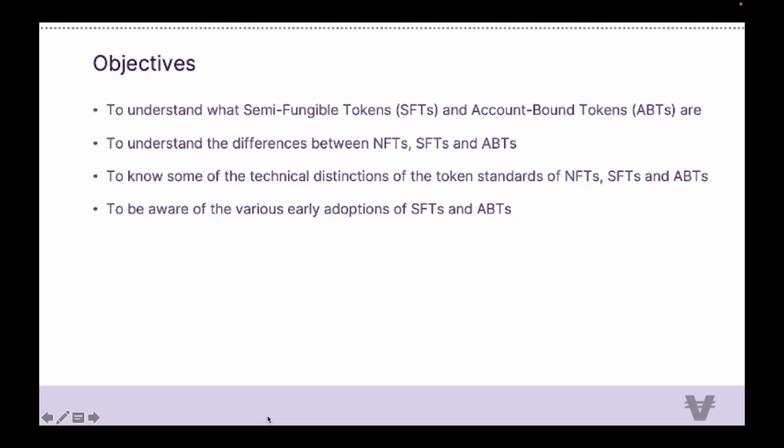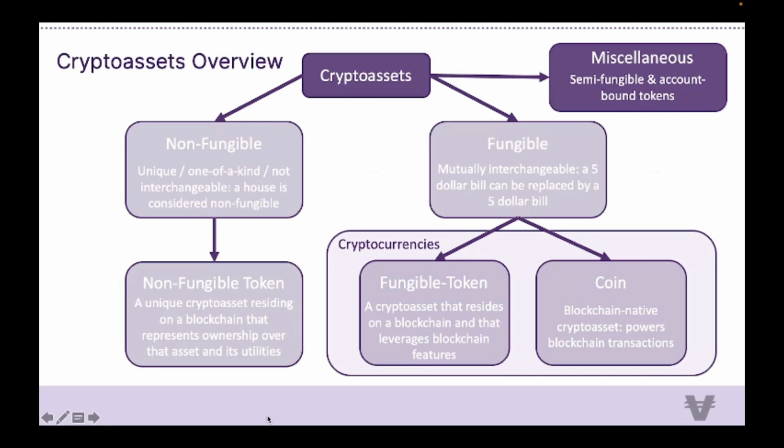So we have several objectives for today. We want to understand what semi-fungible tokens and account-bound tokens are. We'll look into the differences between NFTs, SFTs, and ABTs. We will also focus on the technical differences between the token standards of these NFTs, SFTs, and ABTs. And we will also look at the various early adoptions of these tokens.